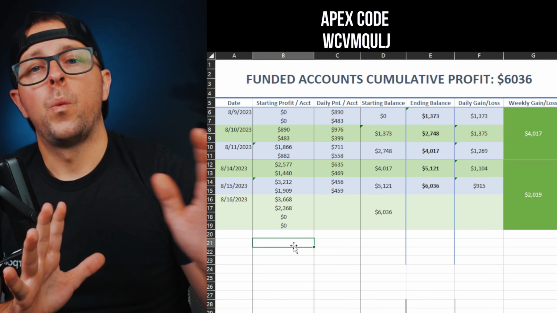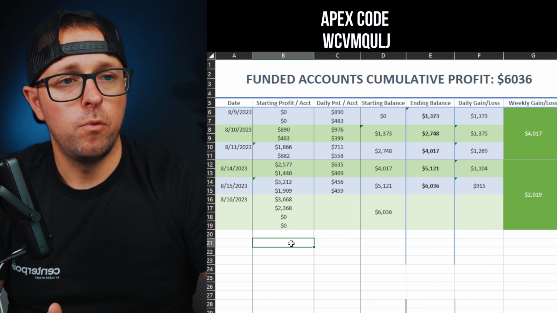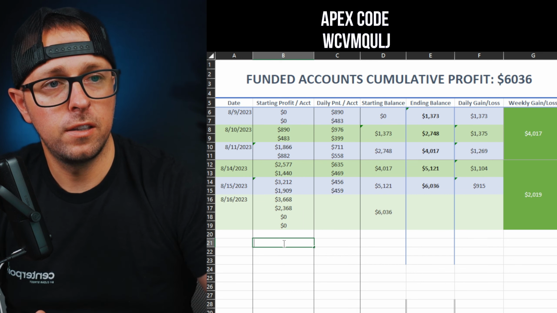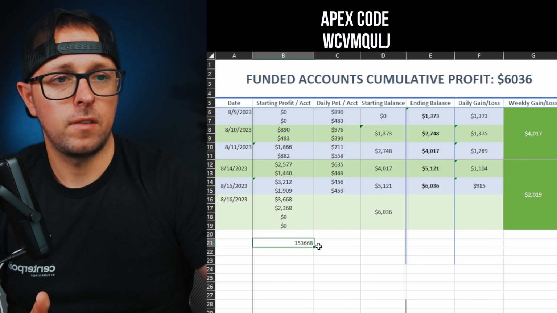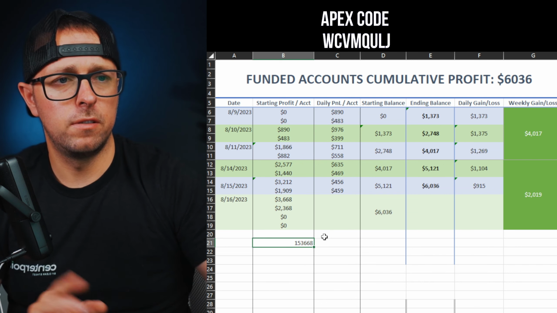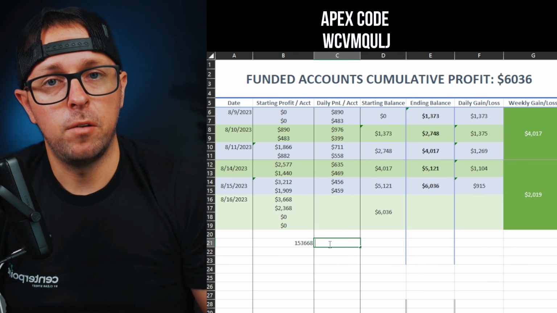Now, when do losses actually count? So let's take an example from one of my accounts. This account is a 150K account. So technically I am up 153,668 on this account after 1, 2, 3, 4, 5, 6 days or 5 days, whatever it is. So I have $5,000 worth of drawdown on this account at this point.